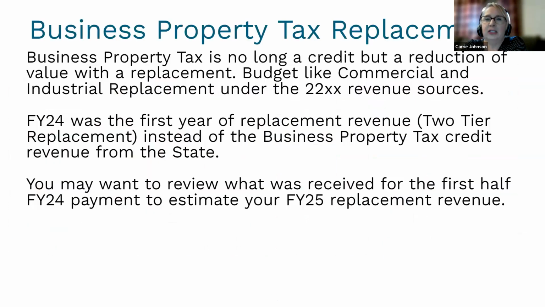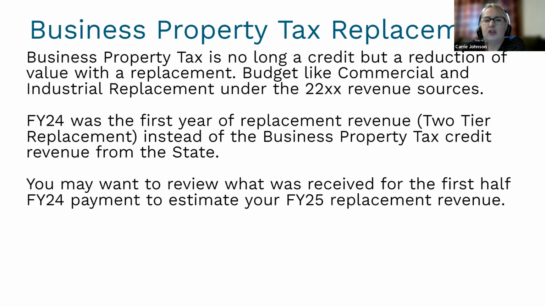A couple other changes that I want to talk about within the budget process. You may remember the credit that was called the business property tax credit. They switched that beginning with this current fiscal year to no longer being a credit, but a reduction of value with a replacement coming from the state. So for budgetary purposes, it used to be a 2100 revenue source, and now it's a 2200 revenue source, like commercial and industrial replacement. Now, it's been called a lot of things, so it's generated some confusion.